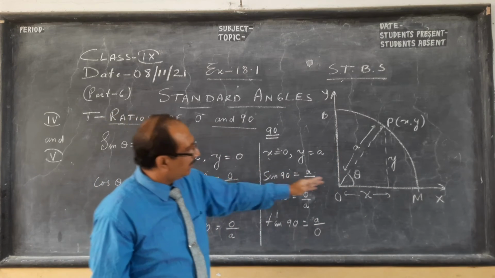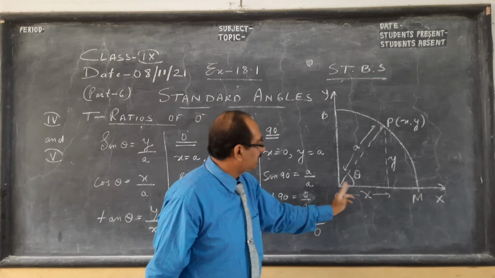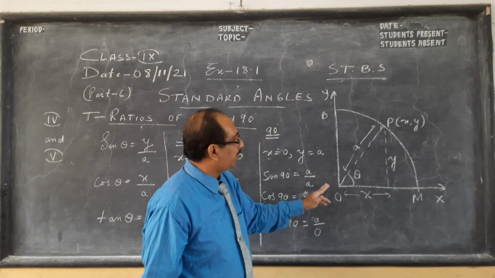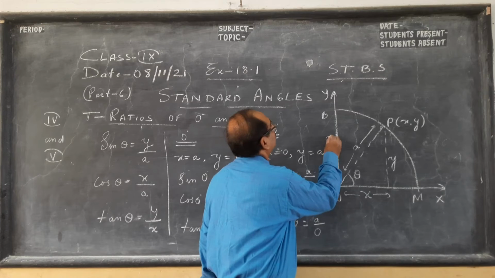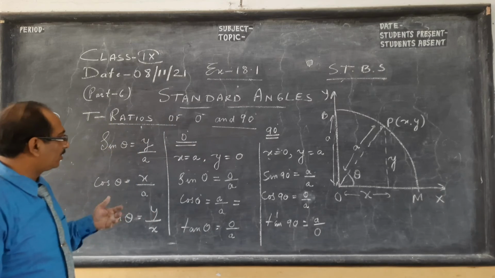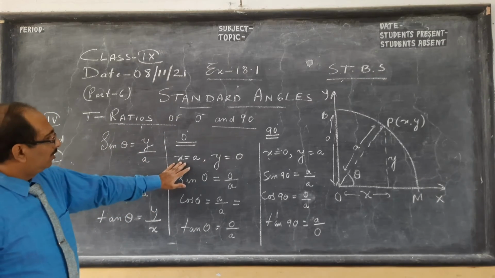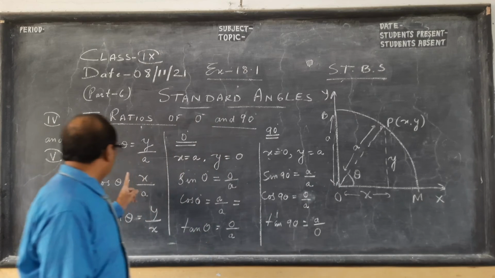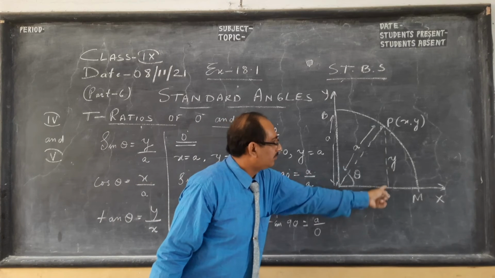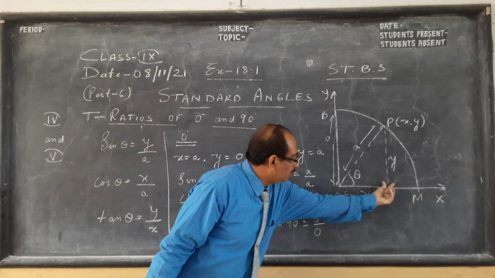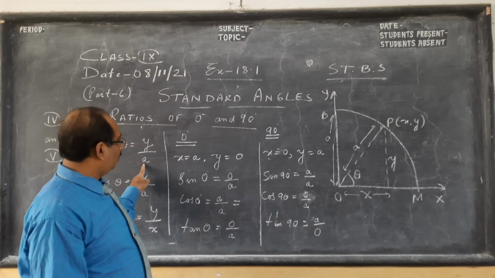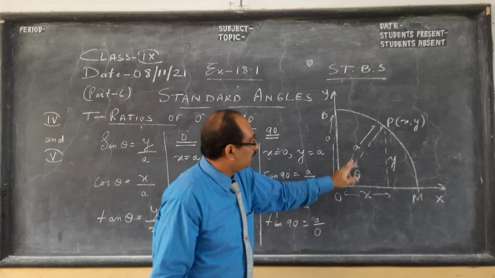And for 90 degrees, children, when this angle goes up, x gets to 0. As the angle increases, x decreases, becomes 0, and y is equal to a. This y becomes equal to this a. Maybe a little difficult, but try to understand it if you give it time. Now for 0 degrees, sine 0 is y by a. So what is y? 0. At 0 degrees y becomes 0. And what is a? This hypotenuse becomes a.